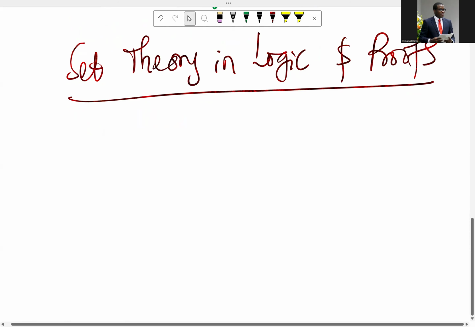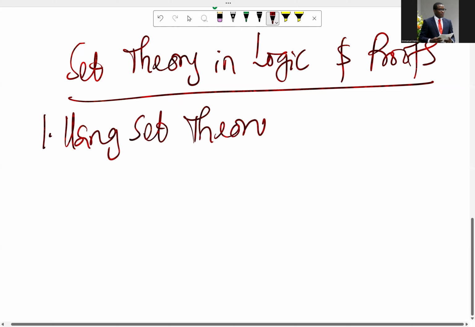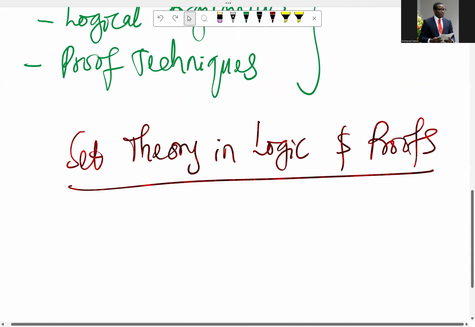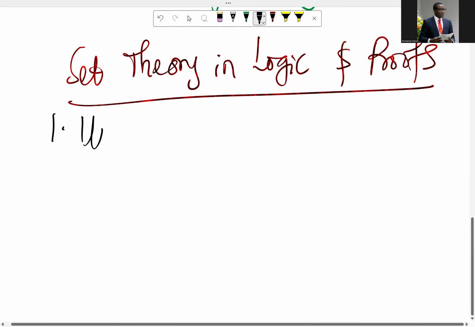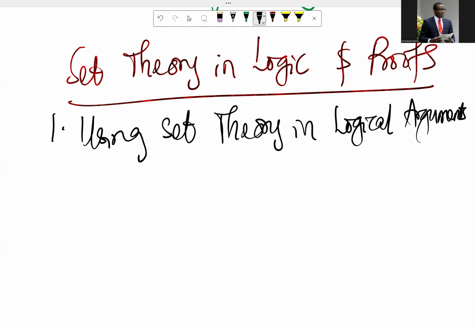So let's start with the first one: using set theory in logical arguments. Set theory forms the backbone of many logical arguments. Here we can use sets to describe relationships between different mathematical objects and to formalize statements in logic.